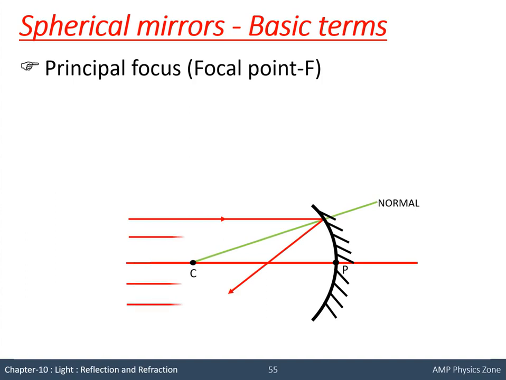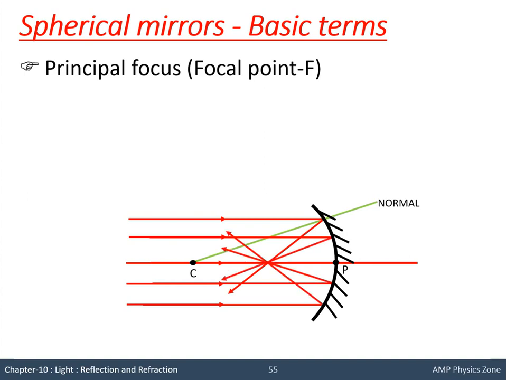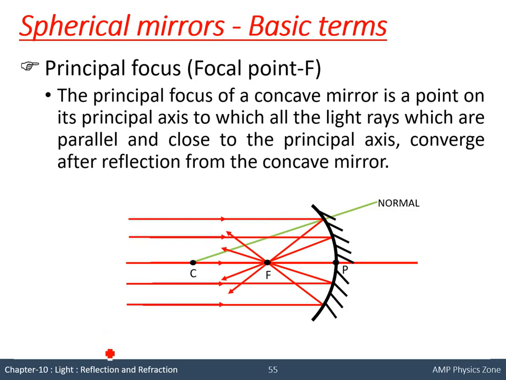Instead of one ray, we will take multiple rays which are coming parallel to each other and parallel to the principal axis. Rays which are close and parallel to the principal axis, after reflection from a concave mirror, will converge to a point which is called the principal focus F. It will converge at a point which is called principal focus.